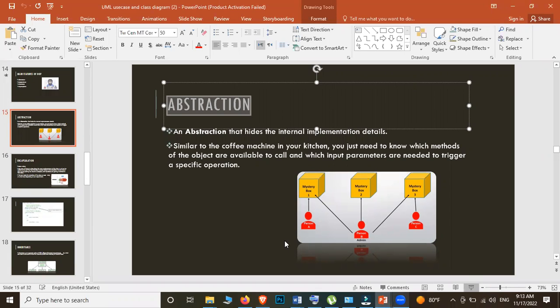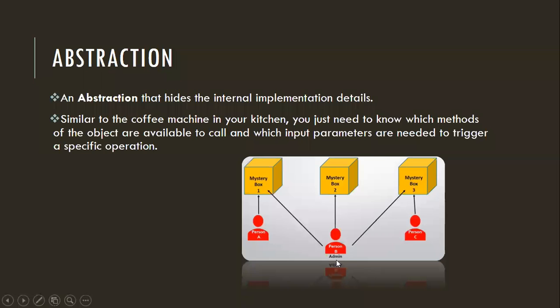Now see this example. There's a person A, a person B, and a person C. B is the administrator, so he or she will have access to all the mystery boxes. This person can see their own, this one's too, and this one's too. But person A can only see their own. He or she won't be able to see the mystery box of the second person or person C. Understood? So only one person, the developer or administrator, can go to the back end and see what can be seen from the back end.